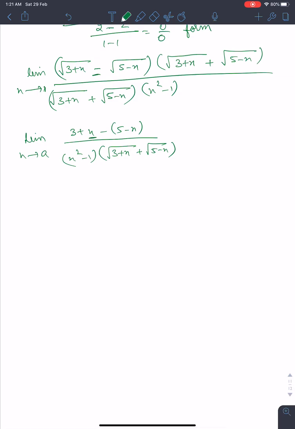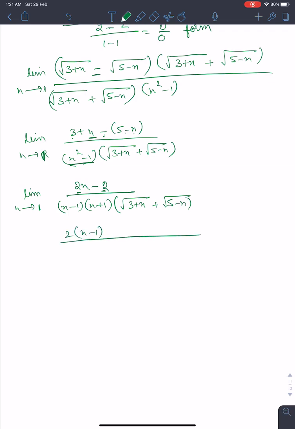So plus x and this minus x will become... the x terms combine, 3 minus 5 will give you minus 2, and x square minus 1 can be factorized like this, (x minus 1) into (x plus 1), and this you cannot do anything, root 3 plus x plus root 5 minus x. Limit x tends to 1. Okay, so now you can take 2 outside. 2 into (x minus 1) upon (x minus 1) into (x plus 1) into (root 3 plus x plus root 5 minus x). This x minus 1 and x minus 1 got cancelled.